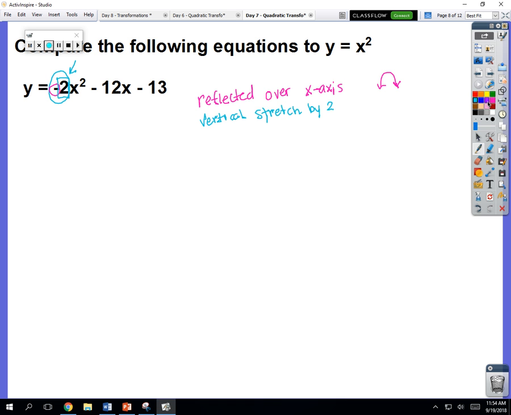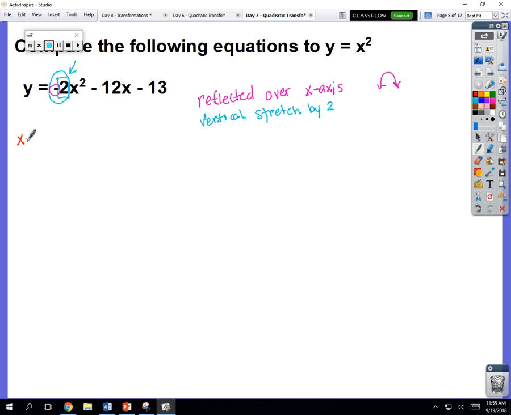And then I don't know how far left or right it is because I don't know what the vertex is. It's not written in vertex form. So before I can figure out how far it's gone left, right, up, or down from the origin, I'm going to have to figure out what the vertex of this is. And you know how to find the vertex of an equation in standard form.